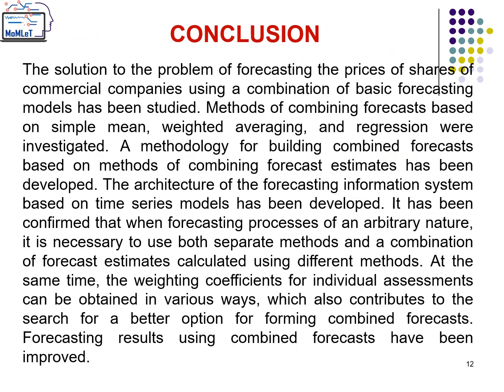In this work, the solution to the problem of forecasting the share prices of commercial companies using a combination of basic forecasting models has been studied. Methods of combination forecasting based on simple mean, weighted average, and regression were investigated. A methodology for building combined forecasts based on the method of component forecast estimates has been developed. The architecture of the forecasting information system based on time series models has been developed. It has been confirmed that when the forecasting process is of an arbitrary nature, it is necessary to use both separate methods and a combination of forecast estimates calculated using the various methods.